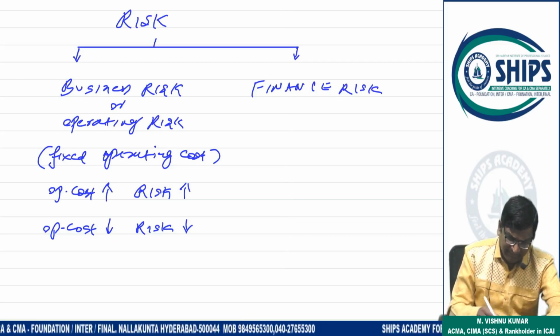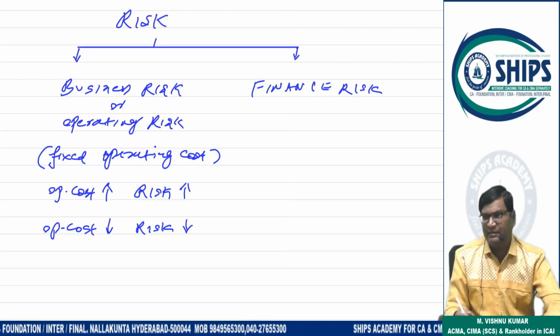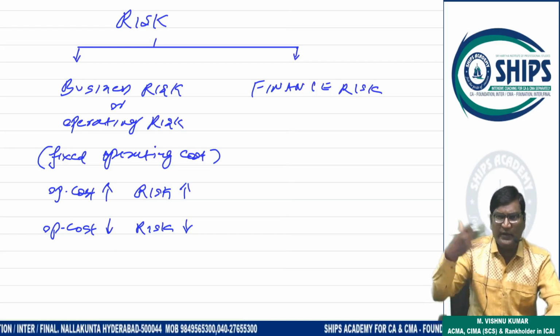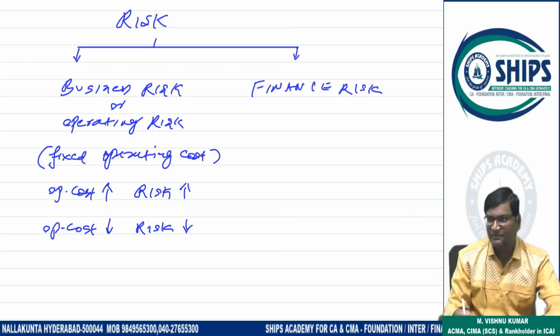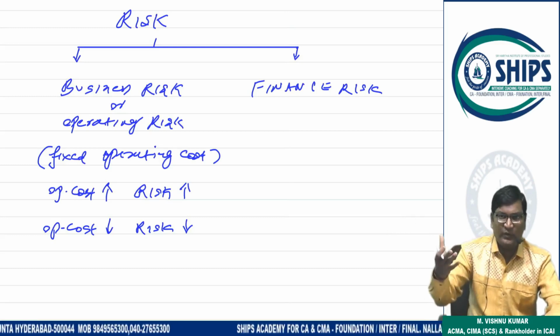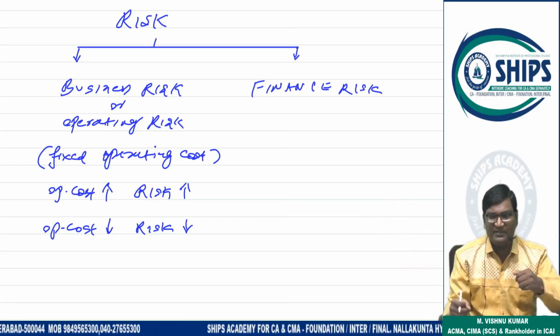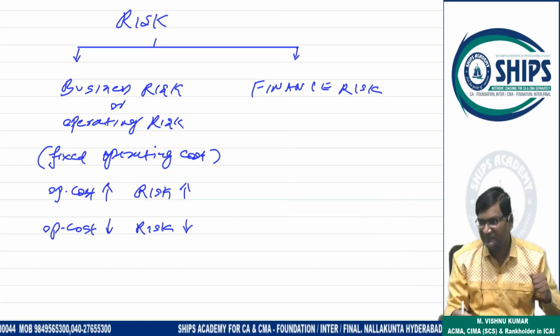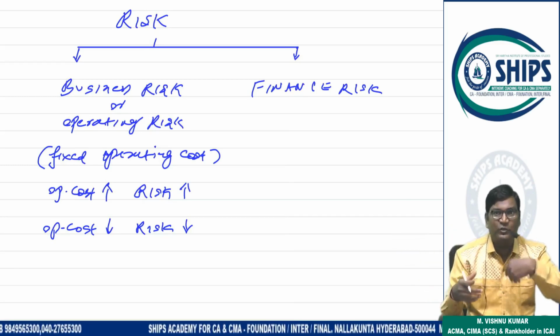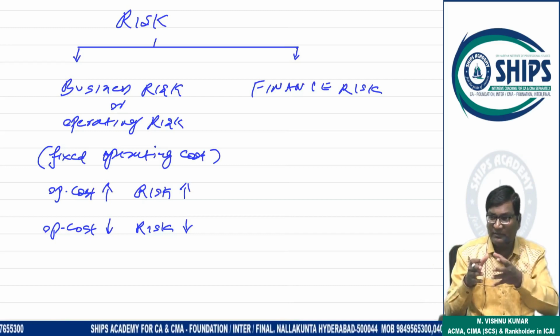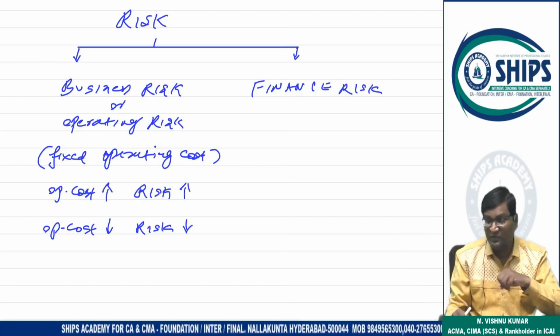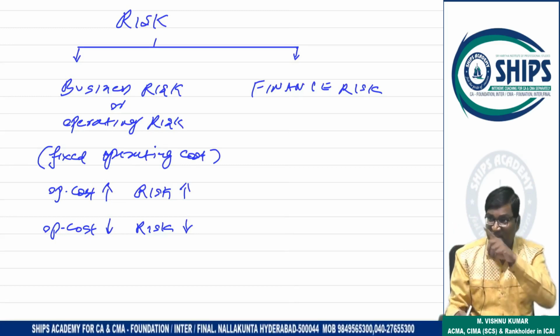So why will this risk increase or decrease? Suppose you are thinking that my business is growing, so you will employ some extra staff. If your business is growing, you will take extra premises, so your rent will increase. Staff increases, so your salaries will increase. This will increase your operating cost, and whenever this increases, risk is also increasing.